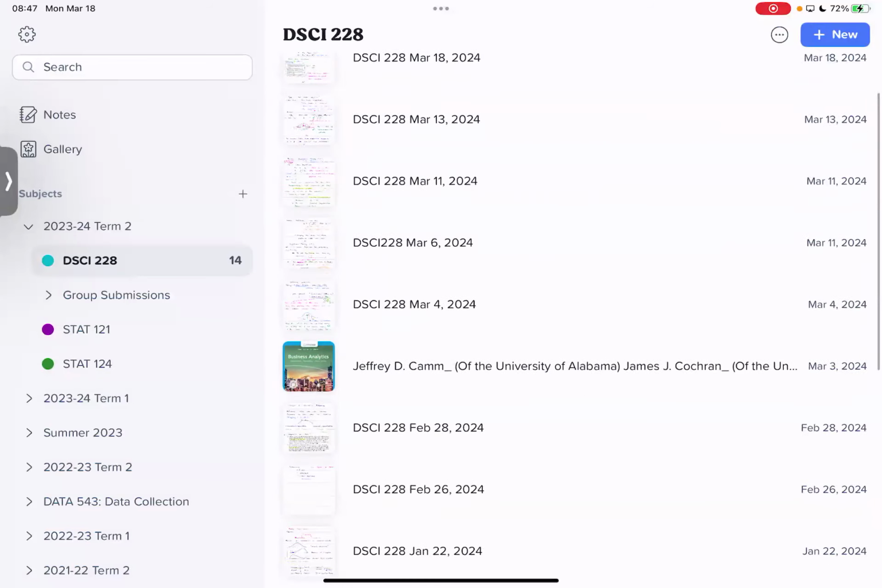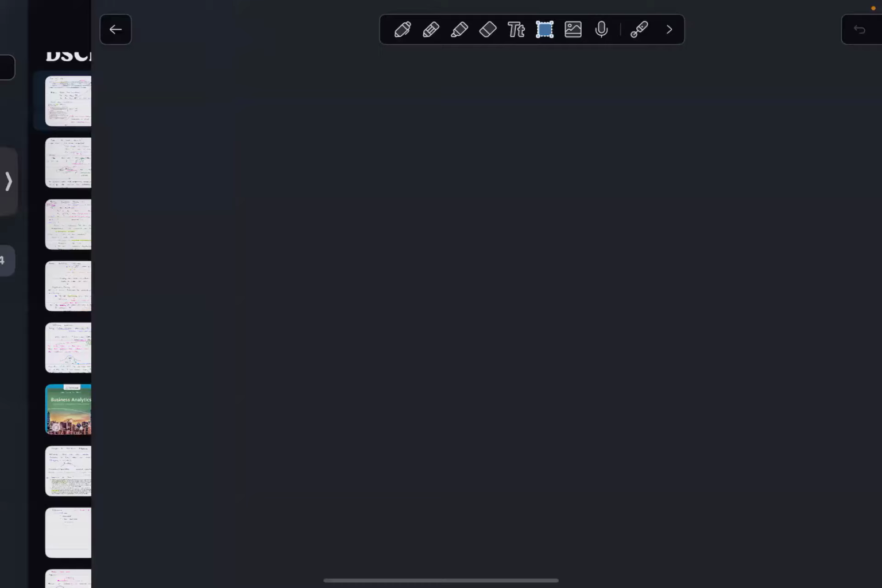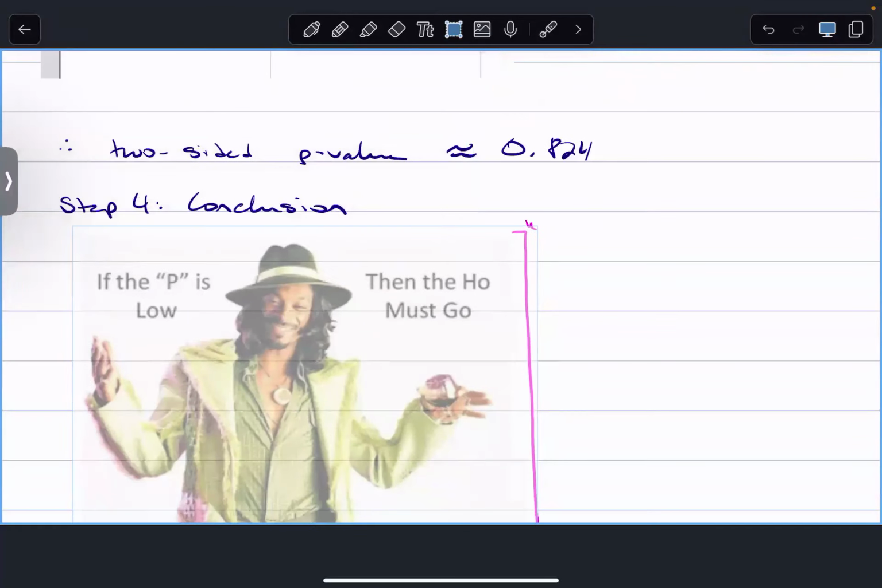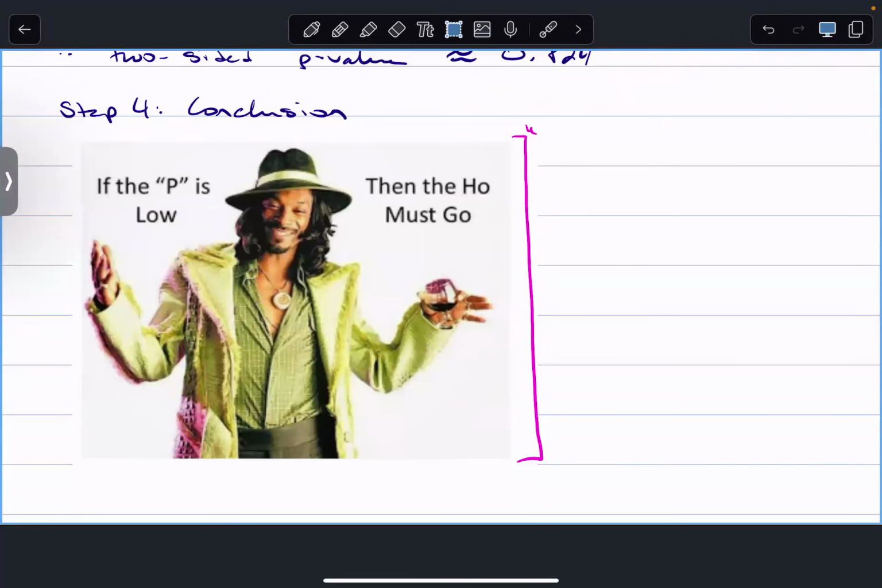Just as a little, it's a little risque, I guess, but I find that it's helpful. If the p is low, then the null hypothesis must go. Just as a general kind of memory aid for your conclusion, right? Because what's it actually saying? If the p-value is small enough, then you have enough evidence to reject H naught.